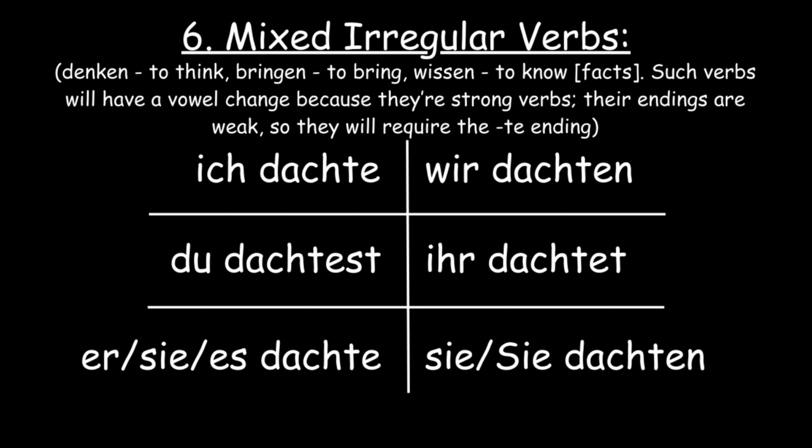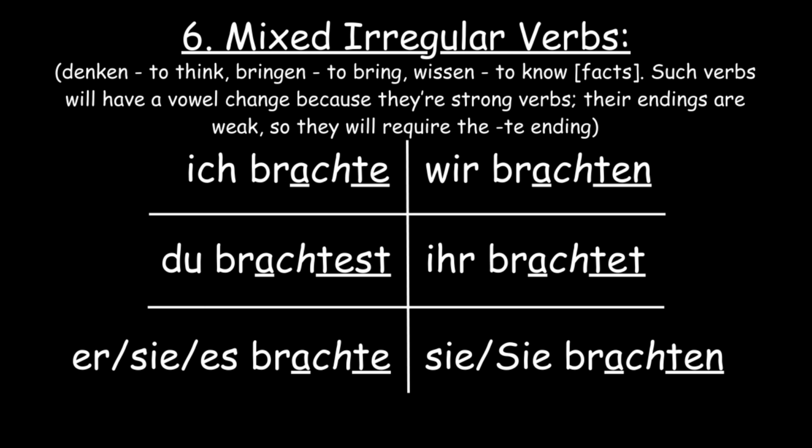As you can see, the verb has a stem change from e to a and a weak ending, and therefore it requires the te ending, along with different letters. Likewise, bringen will conjugate like denken. Ich brachte, du brachtest, sie es brachte. Wir brachten, ihr brachtet, sie brachten.